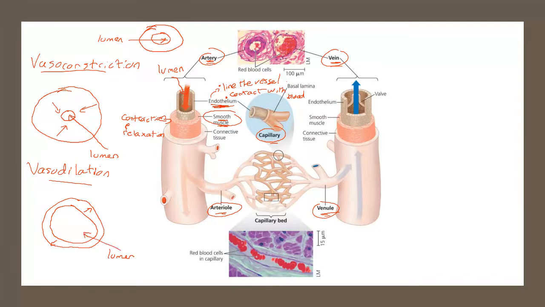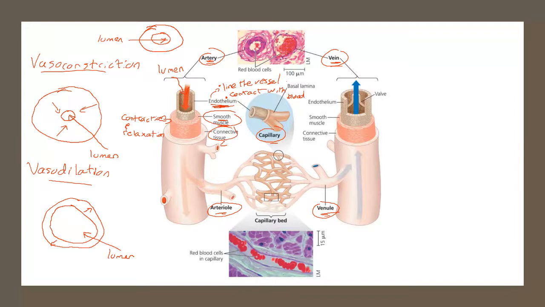Gets bigger. Okay, and usually blood pressure decreases. But again, this vasodilation, this vasoconstriction, the main reason why it happens, and usually happens in arterioles as well, mostly, or just smaller arteries, it has to do with the smooth muscle, okay, because there's a lot of smooth muscle. And then finally, it has connective tissue.